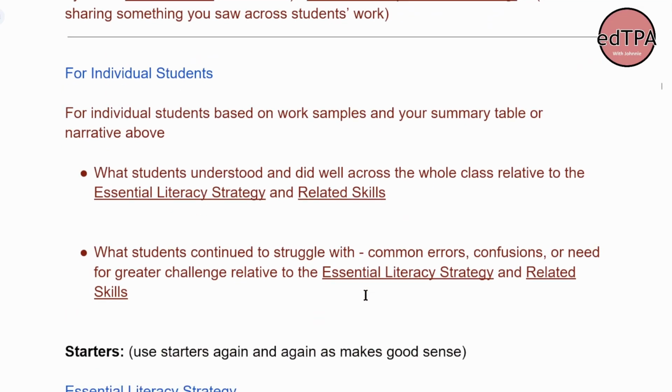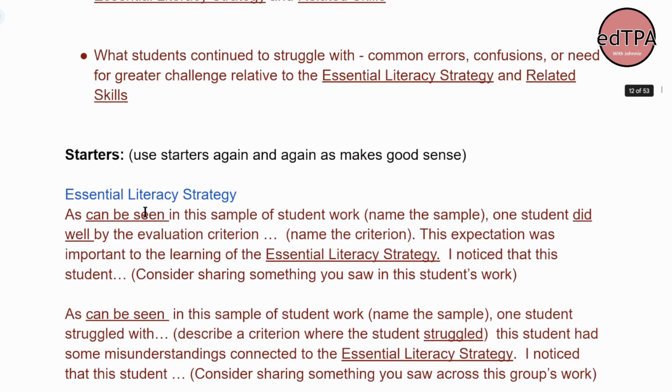And lastly, for individual students, based on work samples in your summary table or narrative above, you want to think about what students did well by across the whole class relative to the essential literacy strategy and related skills. And you want to write about what students continue to struggle with, common errors, confusions, or need for greater challenge relative to the essential literacy strategy or related skills. Okay? Same form as we did before.